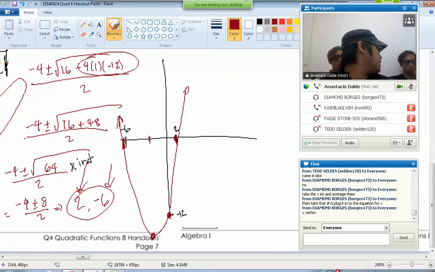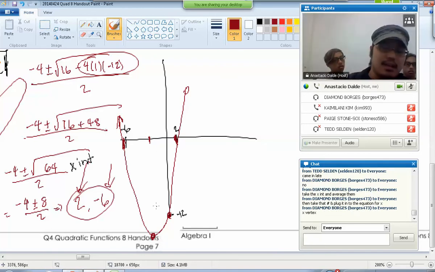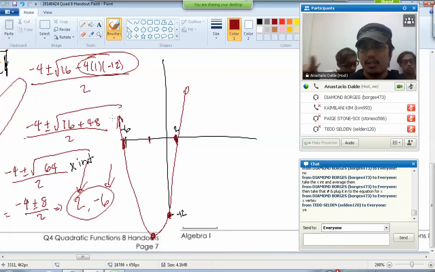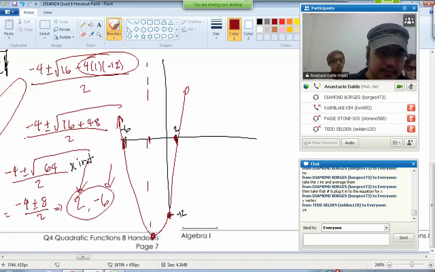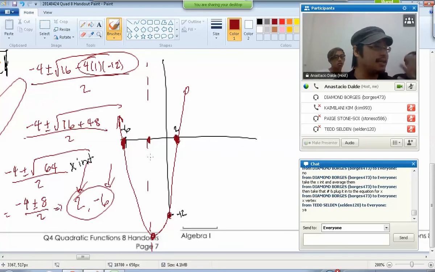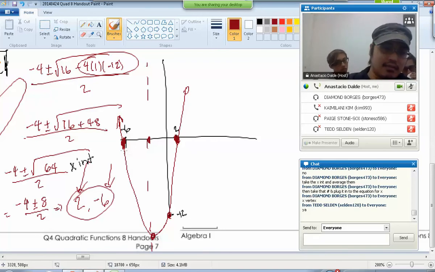Does that make sense? Because we know that a parabola is a symmetric shape. There's a middle to this parabola, and it's symmetric about those two sides. So if it crosses at 2 and negative 6, then the middle of the parabola would be in the middle of those two intersection points. I think of it graphically: what number is an even distance from negative 6 as it is from positive 2?